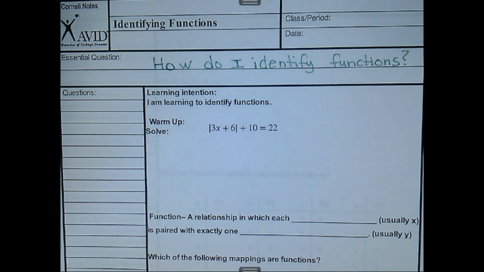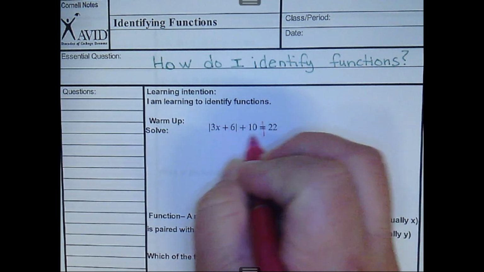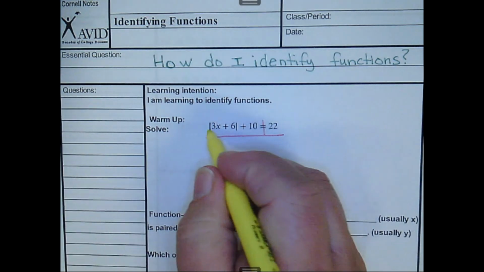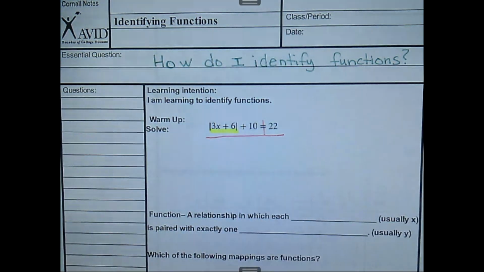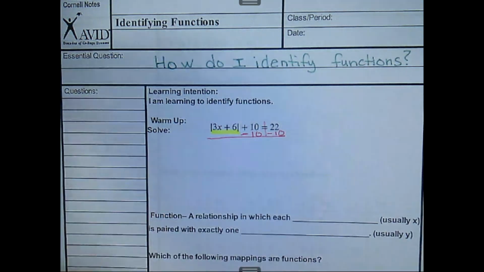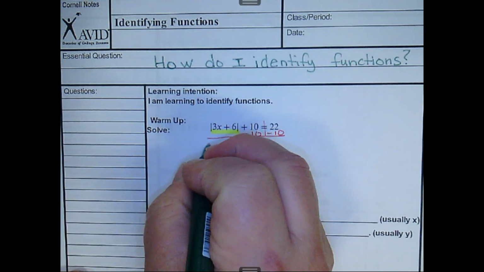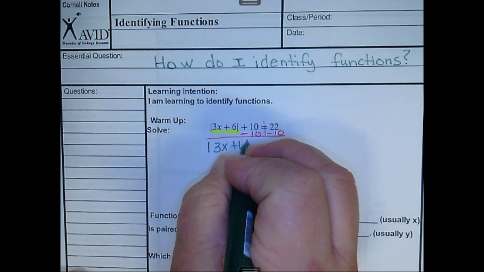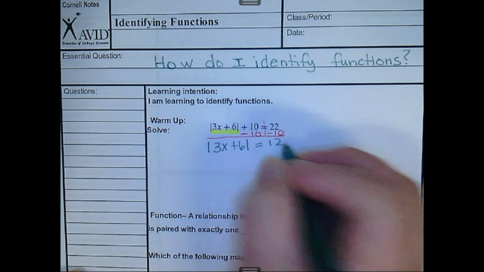Pause the video and solve on your own now, please. Okay, I hope you tried and I hope you got it done. First thing I have to do is to get my absolute value all by itself. This has got to be isolated. I've added 10 to it, so I've got to subtract 10 from both sides. And I end up with the absolute value of 3x plus 6 is equal to 12.